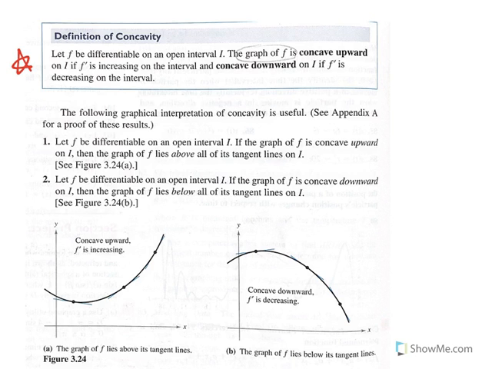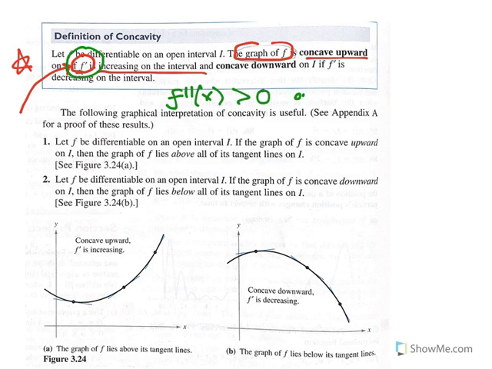From this definition of concavity, we can also come up with a test for concavity. The graph of f is concave upward on an interval if f prime is increasing on the interval. For f prime to be increasing, the derivative of f prime, which is f double prime, must be positive on the interval I. So if the second derivative of a function is positive on an interval I, then the graph of the function is concave upward on I.